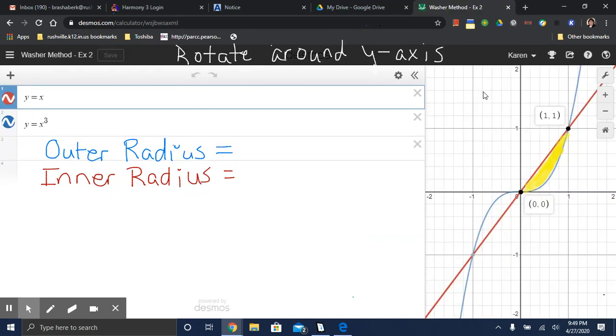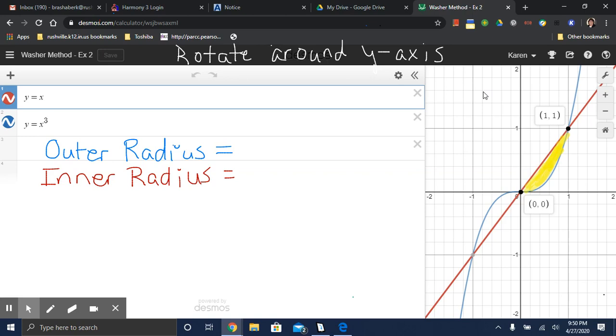For our second example, we're looking at a region that we will be revolving around the y-axis. I wanted you to see a vertical revolution. Remember that whenever we revolve around a vertical axis, then we integrate with respect to y. So that means we need to solve our equations for x. So that's actually the first thing I'm going to do.